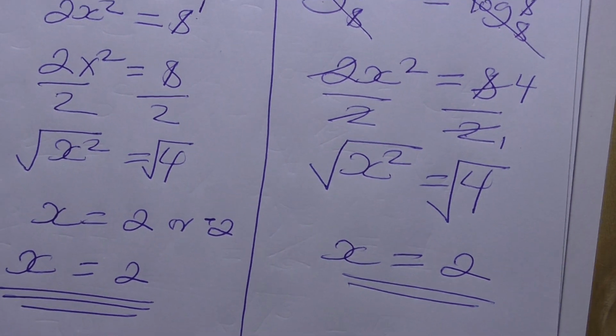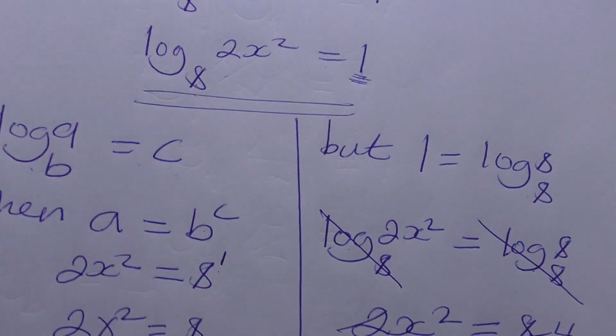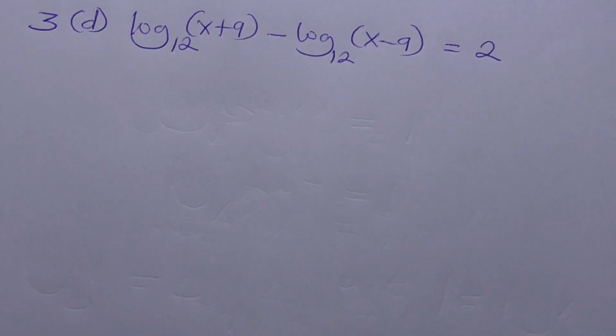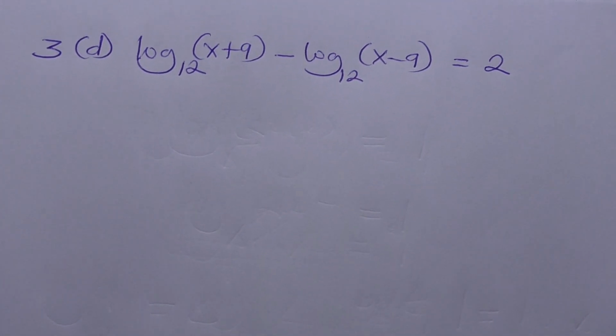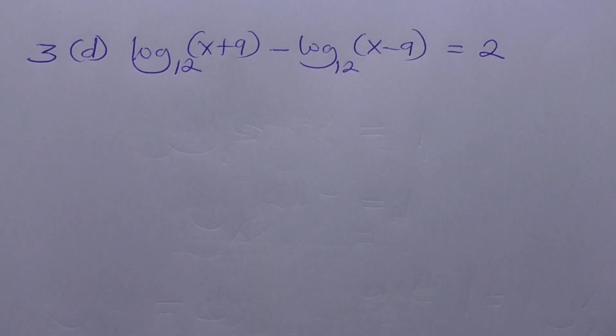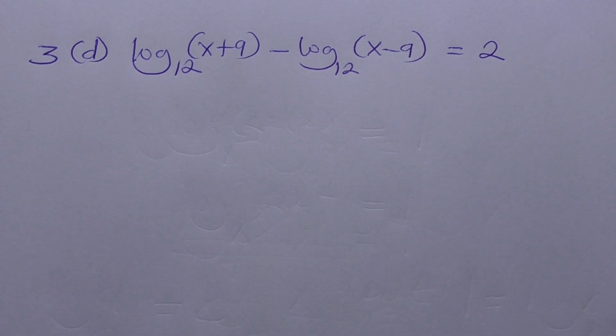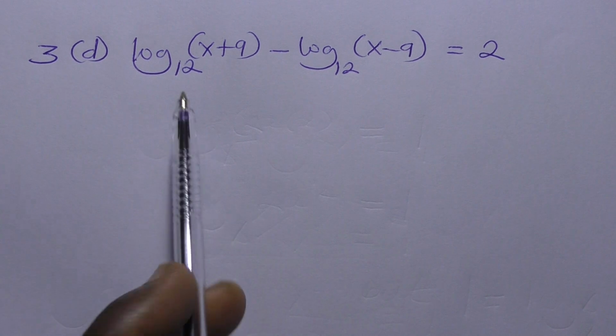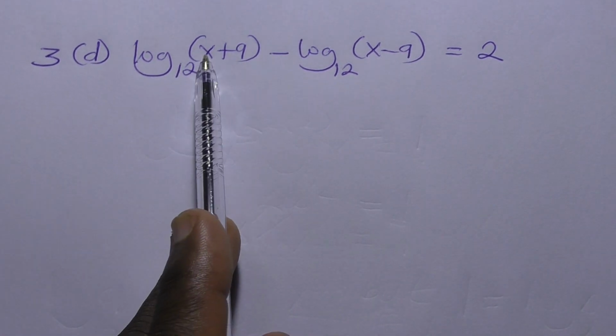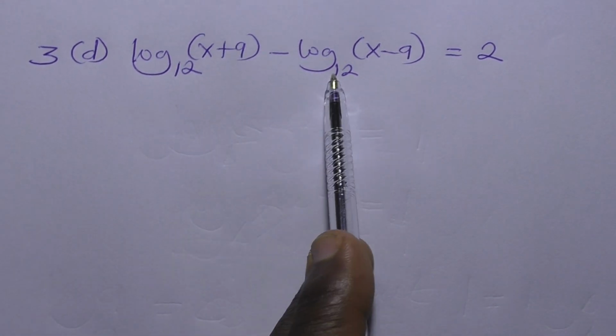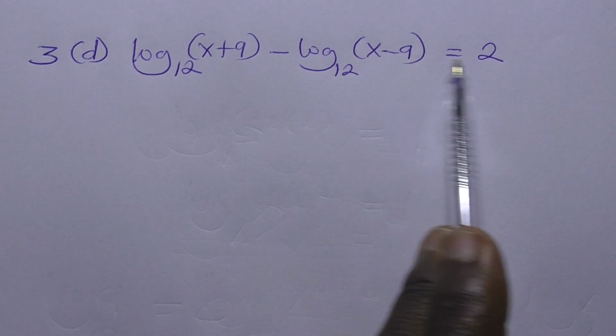We come to part D of number 3. Remember, our question is asking us to solve for x, or find the value of x. Part D, we are given log 12 power x plus 9 minus log 12 power x minus 9 equaling 2.